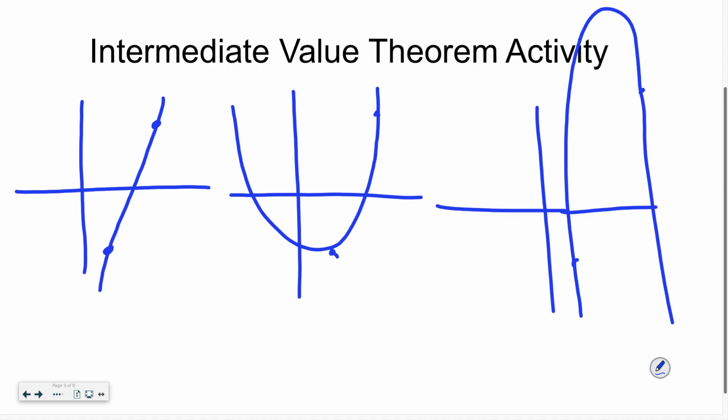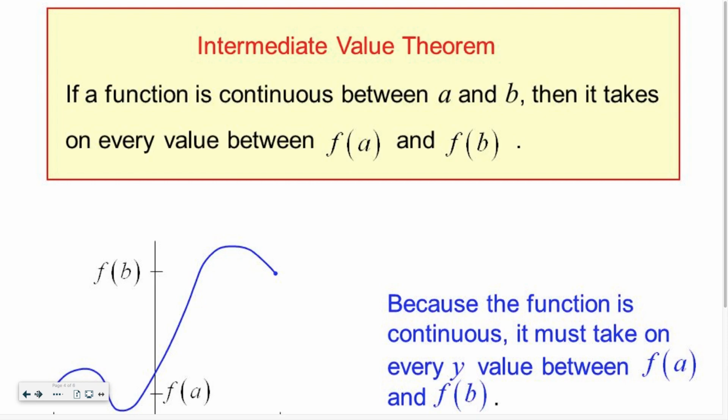But could somebody tell it to me in their own words? If you have 2 points and it's a continuous function, then you're going to hit every y value between those 2 points. That is exactly right. If you have 2 coordinates on a continuous function, then in between those 2 coordinates, you're going to hit every y value in between. And that's pretty much exactly what I have up here, Max.